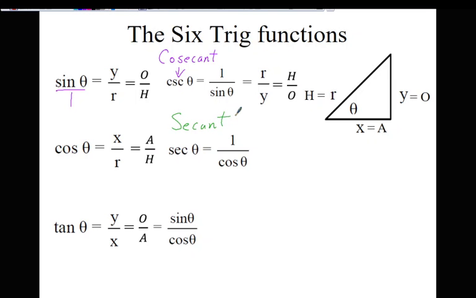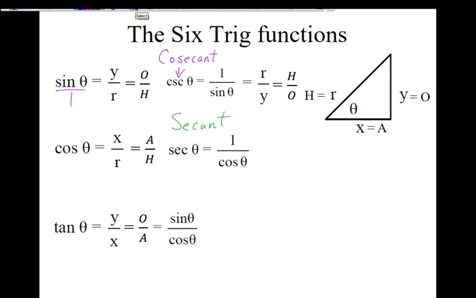And secant is the reciprocal of cosine. And again, if cosine is x over r, then secant is r over x. If cosine is a over h, adjacent over hypotenuse, secant is hypotenuse over adjacent.